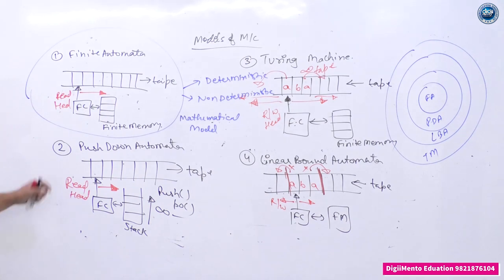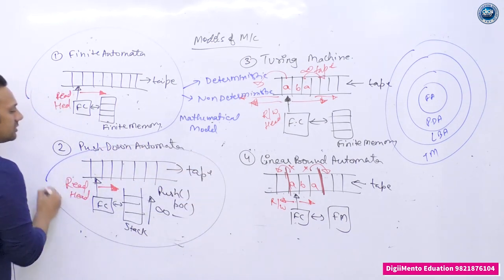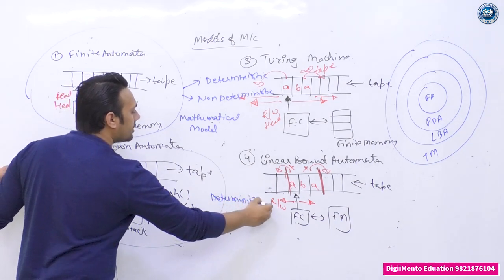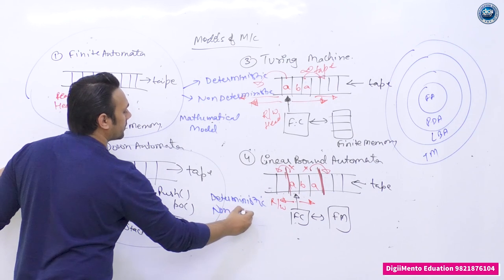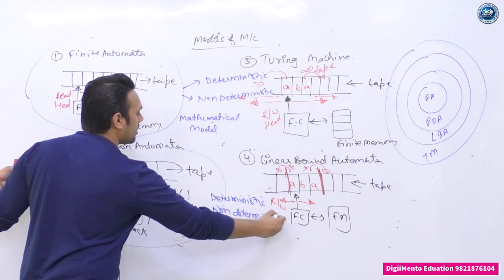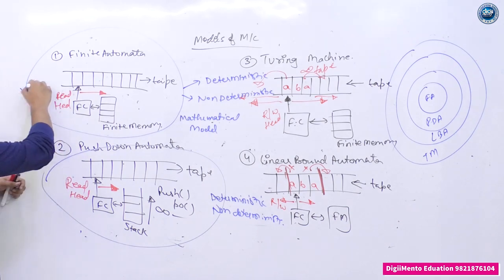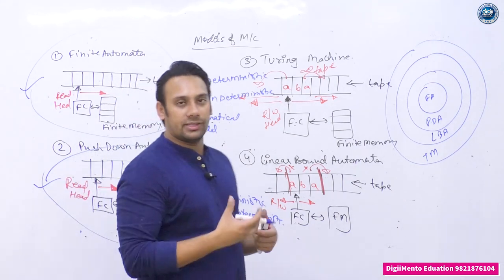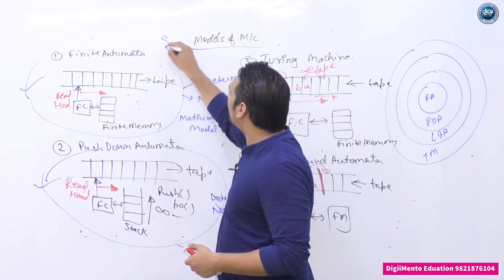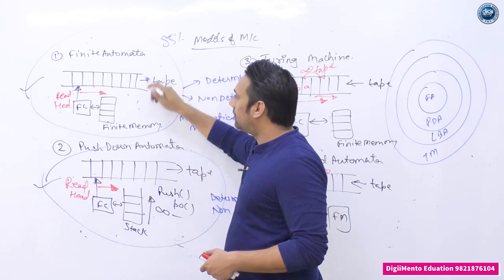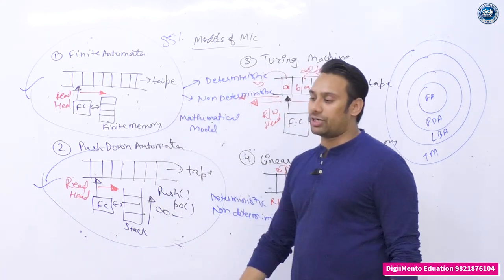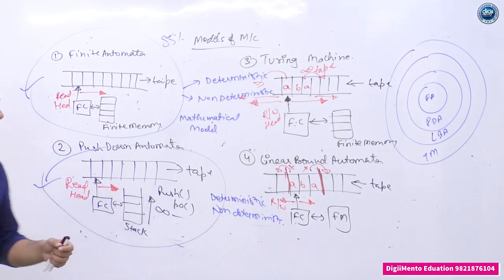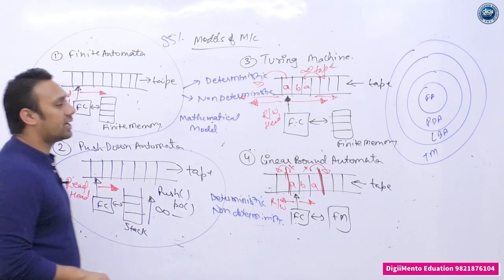Again, for pushdown automata we have two variations. The first one is deterministic and the second one is non-deterministic. Okay, so we'll be studying both finite automata and PDA in complete thorough details, because 80 or 85% of your questions in your examination will come from finite automata and pushdown automata only. 80 to 85% of the questions in the exam will come only from finite automata and pushdown automata.